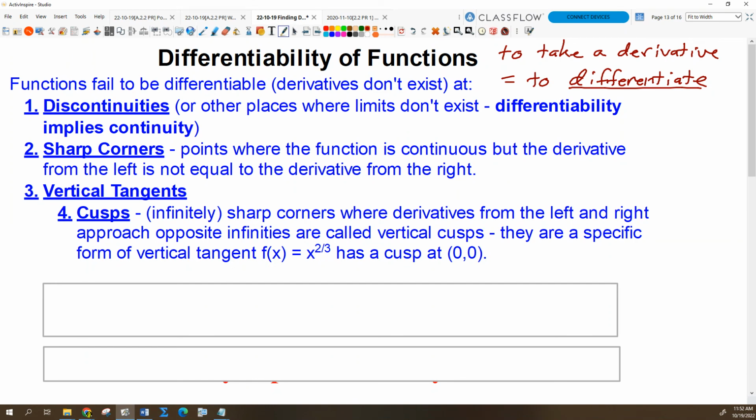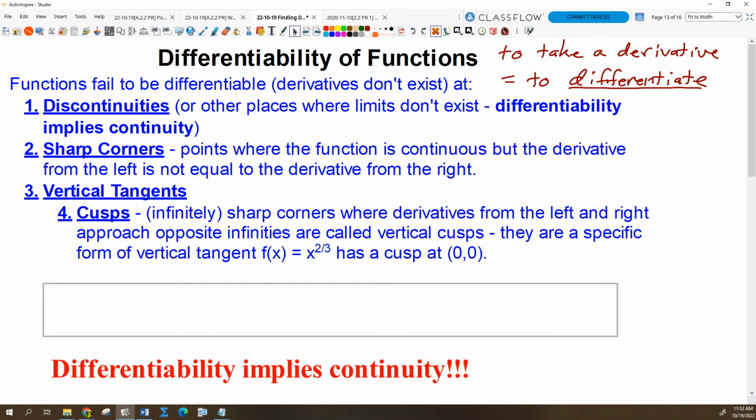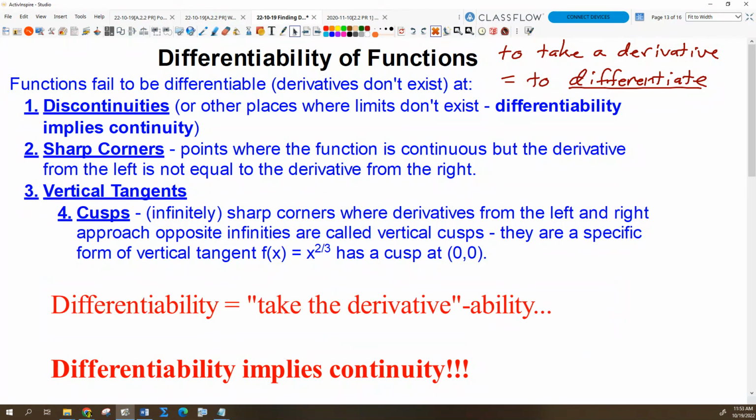So differentiability just means, it's kind of a weird statement, but differentiability means take the derivative ability. Where are we able to take a derivative? There are certain places where we can't differentiate, where derivatives will not exist. These are the places functions fail to be differentiable. The derivatives don't exist at discontinuities. Any place there's a discontinuity, the derivative cannot be calculated. It doesn't exist.